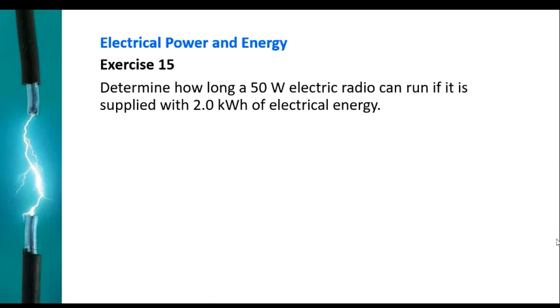Let's look at exercise 15. In exercise 15, we are to determine how long a 50 watt electrical radio can run if it is supplied with 2.0 kilowatt hours of electrical energy. So using the equation P equals E over T, we have 50 watts equals 2000 watt hours divided by time. So time is equal to 40 hours.